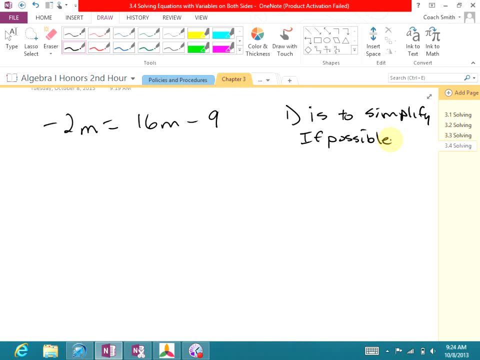Now, understand that simplifying can mean a whole lot of different things. Yesterday we talked about using the distributive property, combining like terms, multiplying each side of the equation by the reciprocal. All three of those things are simplifying before we start solving. So what we're going to do today, with variables being on both sides of the equation, is simplifying before we solve. Yes, Owen?